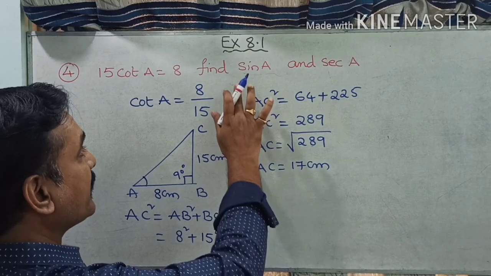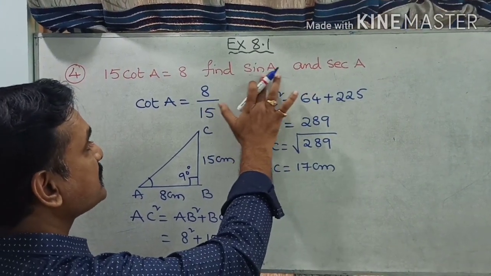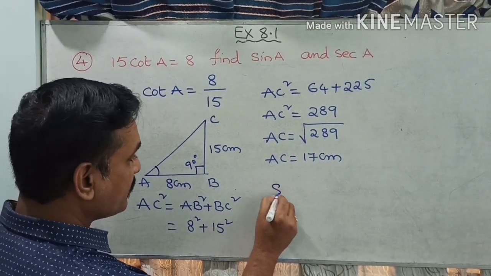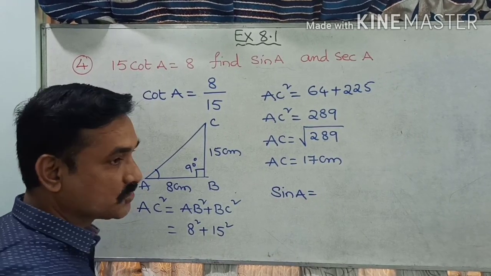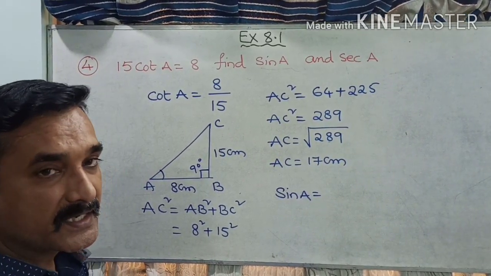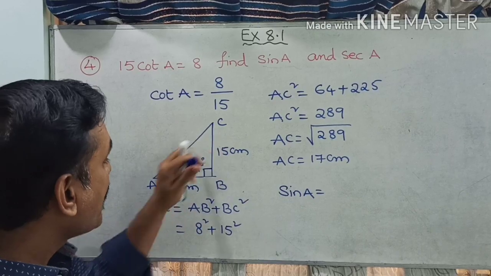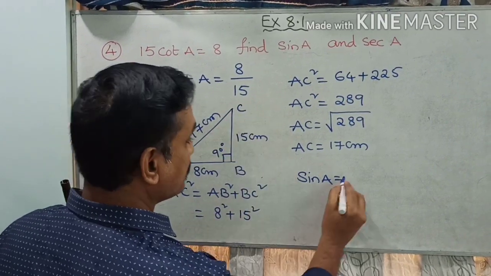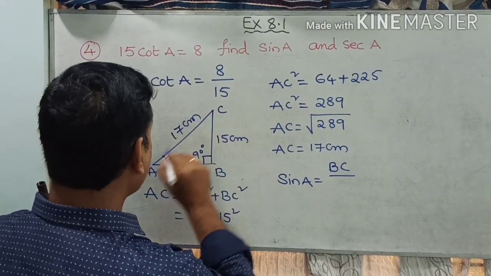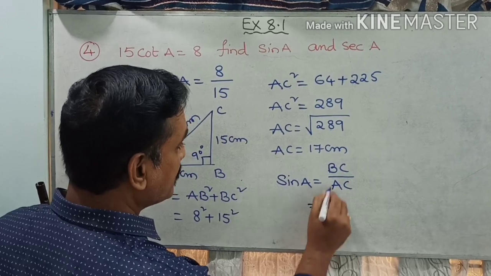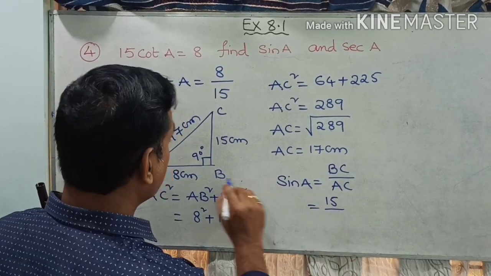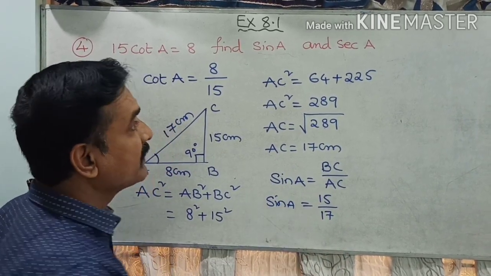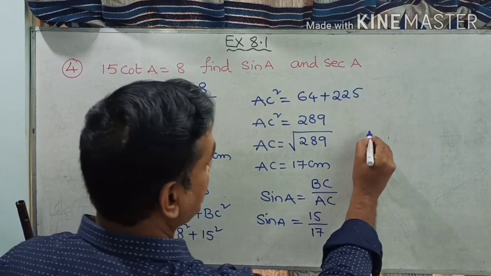Now they ask you to find the ratio of sin A and secant A. So sin A, the angle is located here. We know the trigonometric ratio: sin theta is opposite side by hypotenuse. The opposite side is BC and the hypotenuse is AC. So BC is 15 centimeters and AC is 17 centimeters. This is sin A.